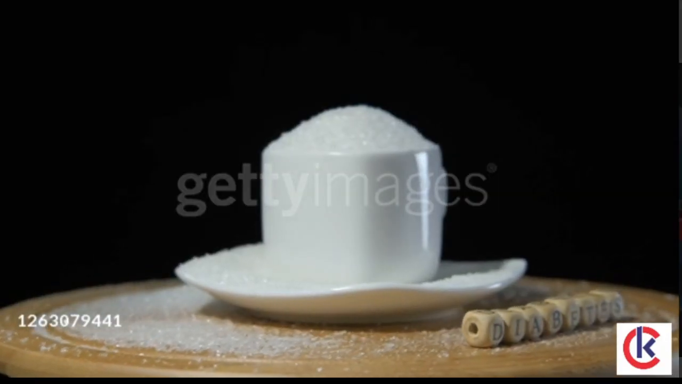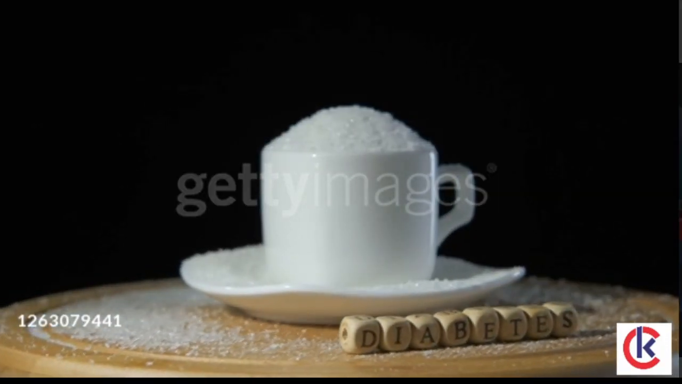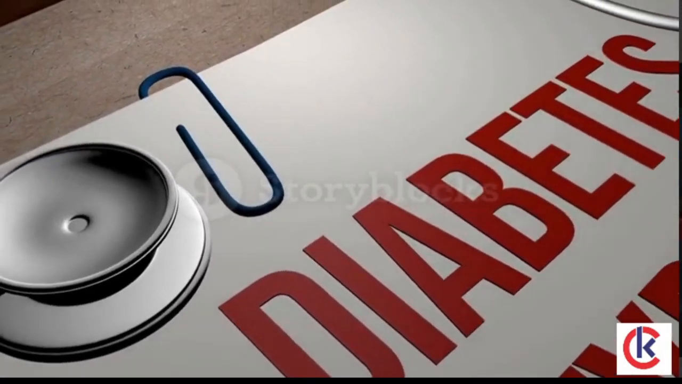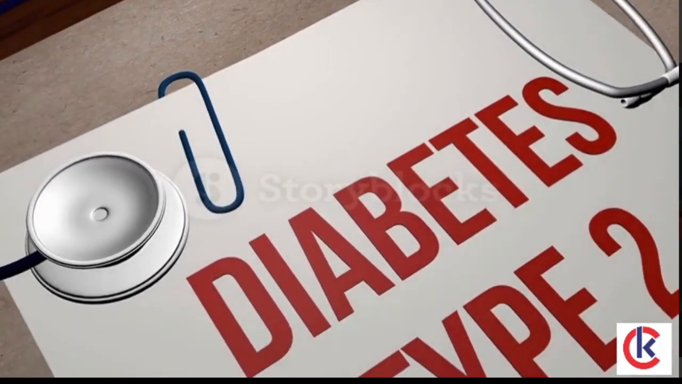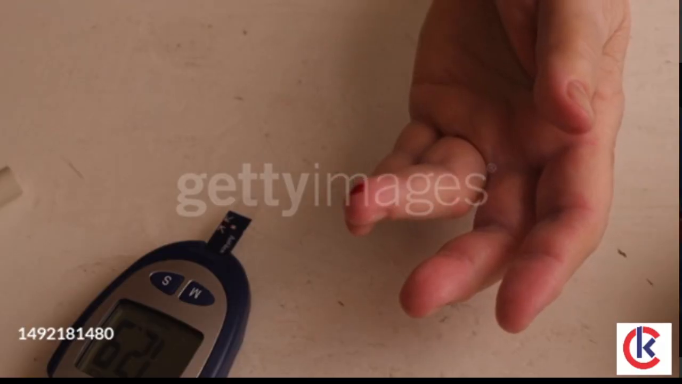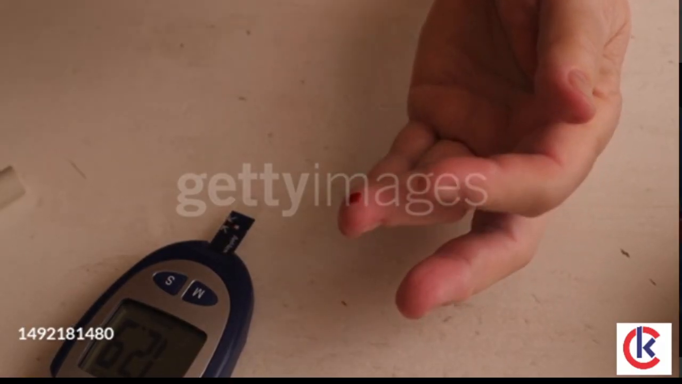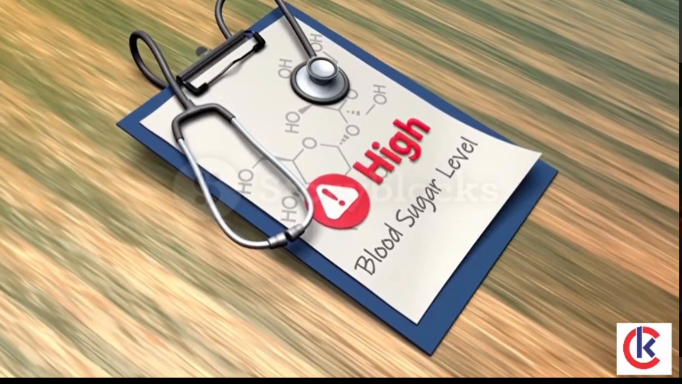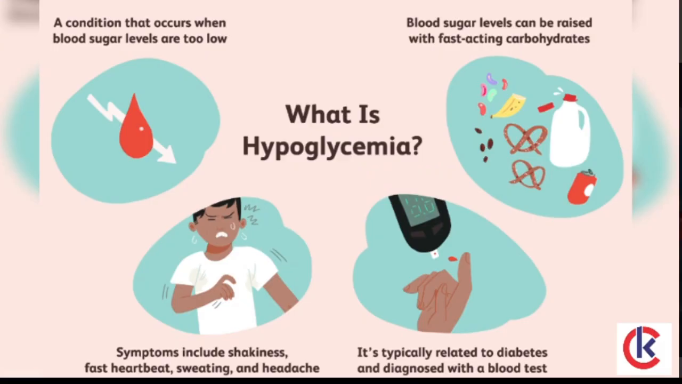Disorders. Type 1 diabetes occurs when your pancreas doesn't produce insulin. Type 2 diabetes occurs when your body makes insulin but doesn't use it correctly. Hyperglycemia happens when your body produces too much glucagon. This results in high blood sugar levels. Hypoglycemia occurs when your body produces too much insulin. It causes low blood sugar levels.